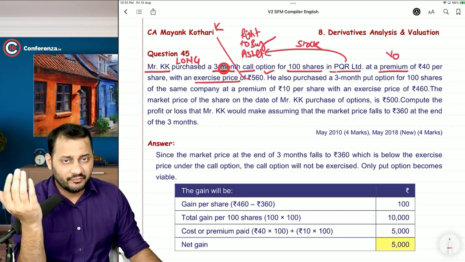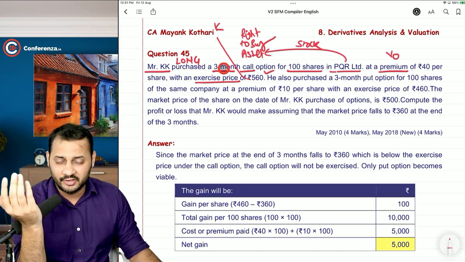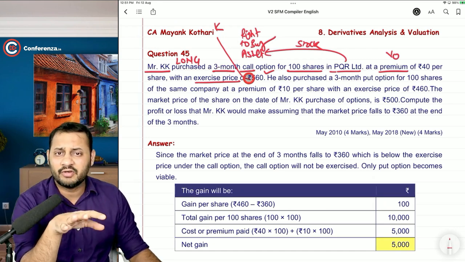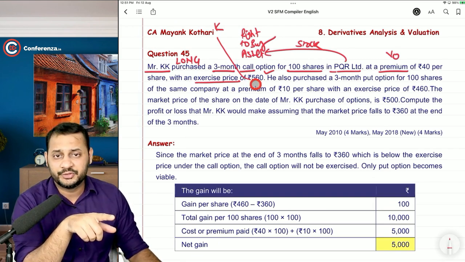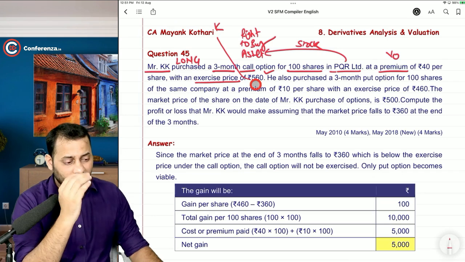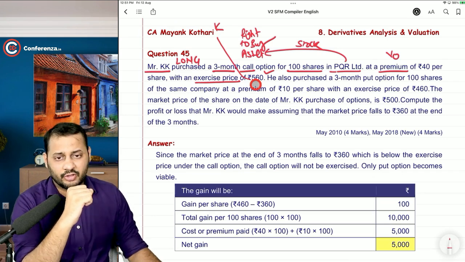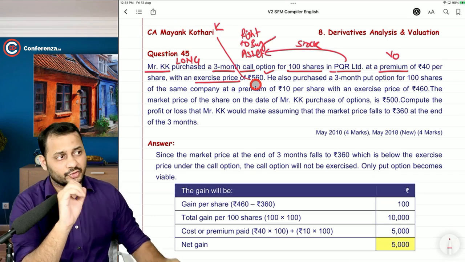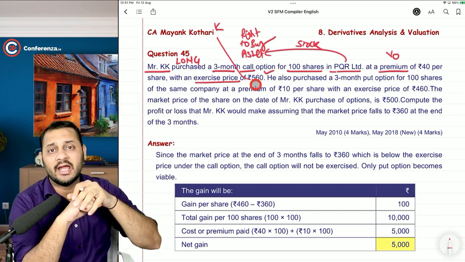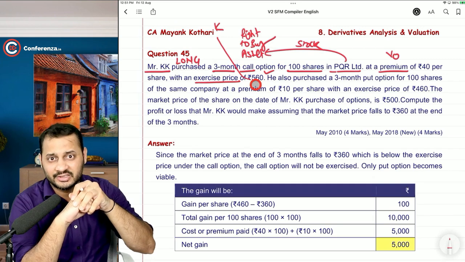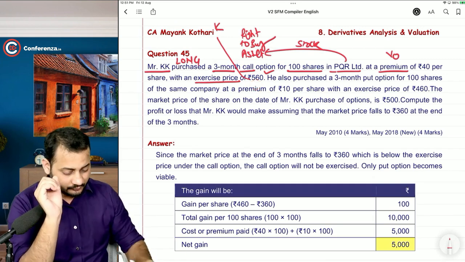If in the market after 3 months it is available at 600 rupees, 700 rupees or more than 560, then only it's worth exercising the option at 560. Anytime I'm going to buy the stock only at a lower price. So the market price on that date should be higher so that I am interested in exercising this option at a lower price.